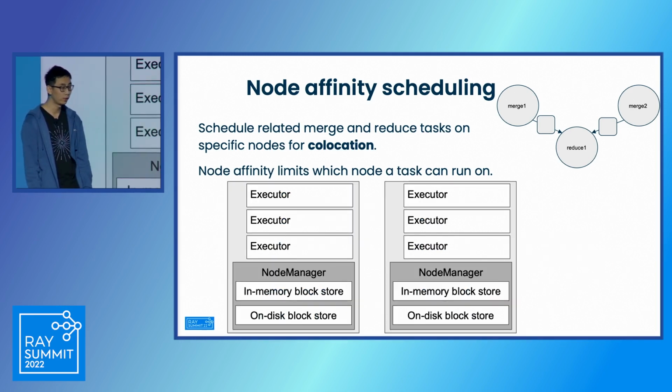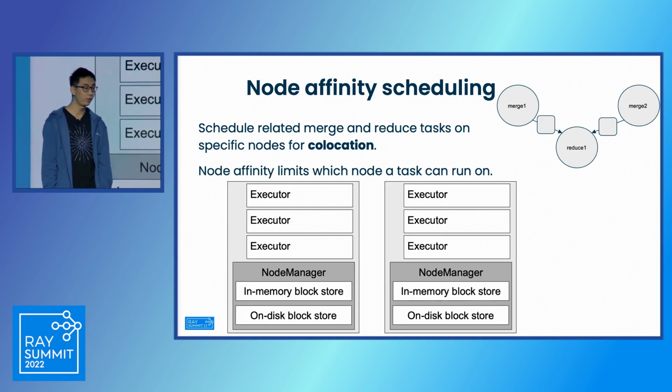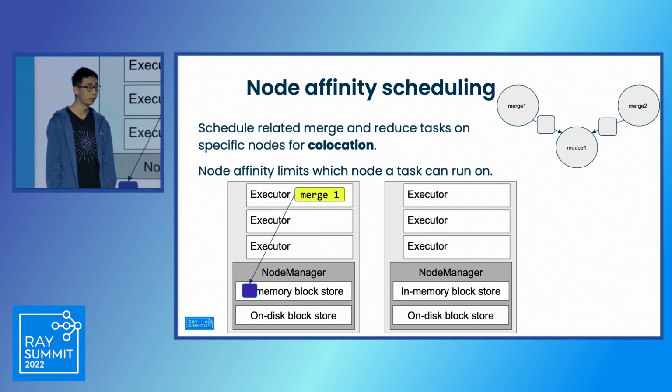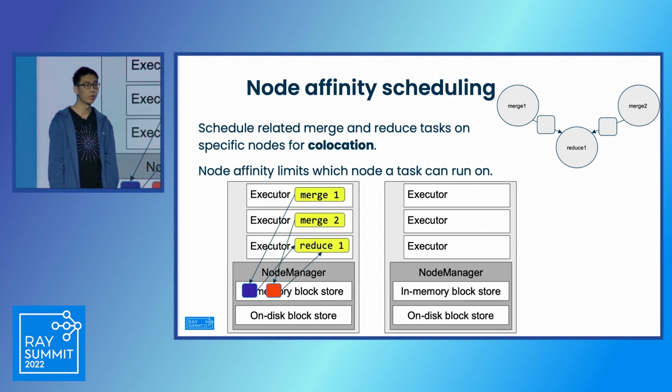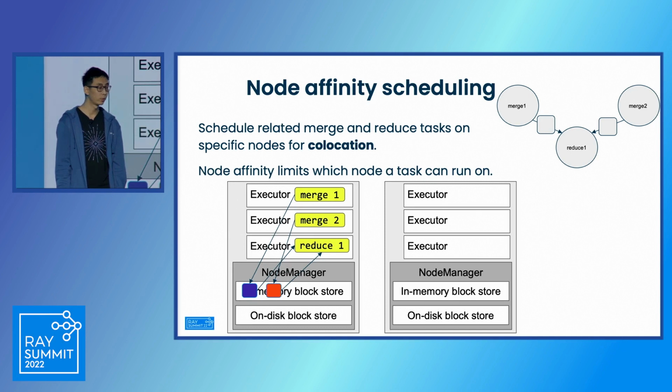So let's go back to the example. With node affinity scheduling, the merge and the reduce tasks are guaranteed to run on the same node. As you can see, once they are collocated, no data movement is needed to run the reduce task.